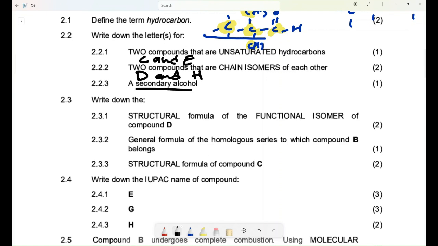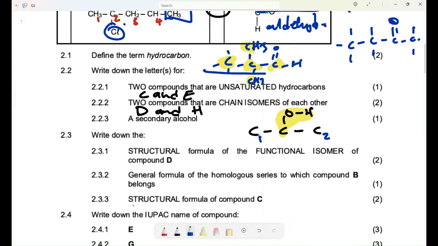Identify a secondary alcohol. A secondary alcohol will have an alcohol like this. Can you see? It is surrounded by two carbons. So the carbon that is bonded to the OH should be bonded to two other carbons. Okay, that is what we call a secondary. If we had a C like this, can you see that it was surrounded by three? Now it is a tertiary.